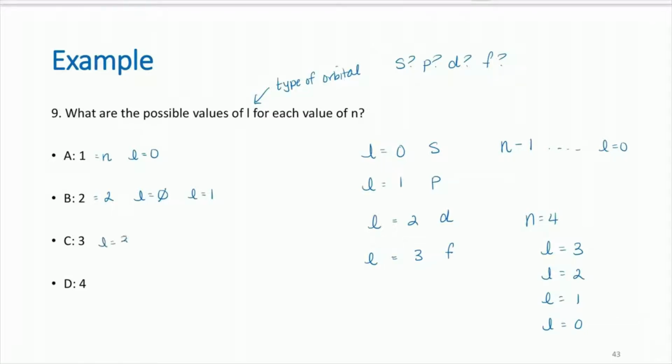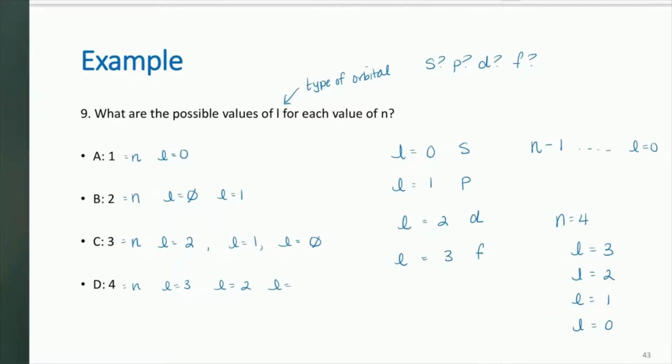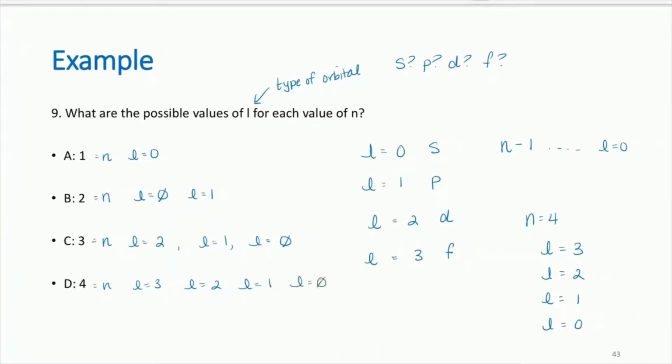If n equals 3, L could be equal to 2, L could be equal to 1, or L could be equal to 0. And if n equals 4, L could be equal to 3, 2, 1, or 0. This would be an s orbital. These are p orbitals, d orbitals, and f orbitals. Again, quantum numbers are just the address of the electron. They're just a mathematical way for us to describe where these things reside.